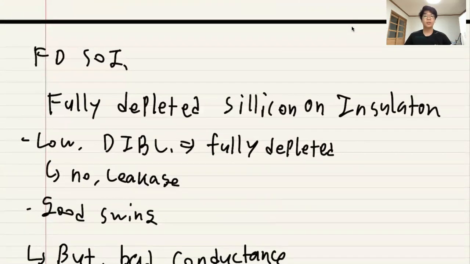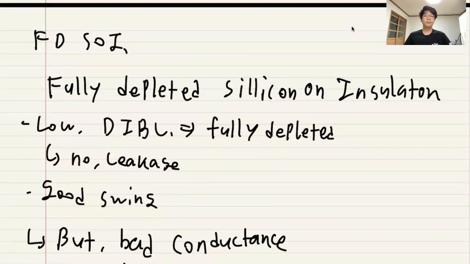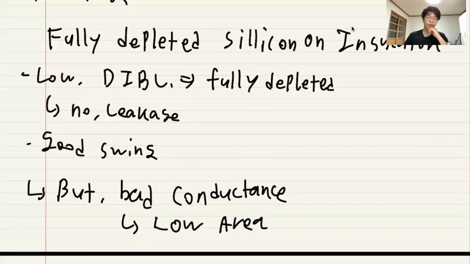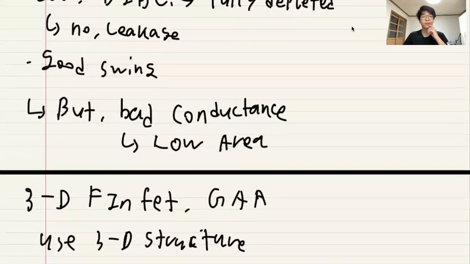And there is another solution, FDSOI, which means fully depleted silicon on insulator. Like we said about punch through, the same process, FDSOI is good on swing and low DIBL, because the channel is fully depleted at equilibrium state, so there cannot be a leakage. However, as the cross-sectional area between the source and drain is very small, it has a bad conductance, which means high effective resistance.